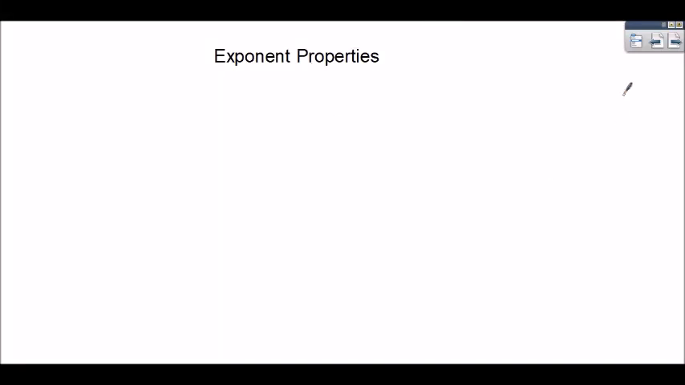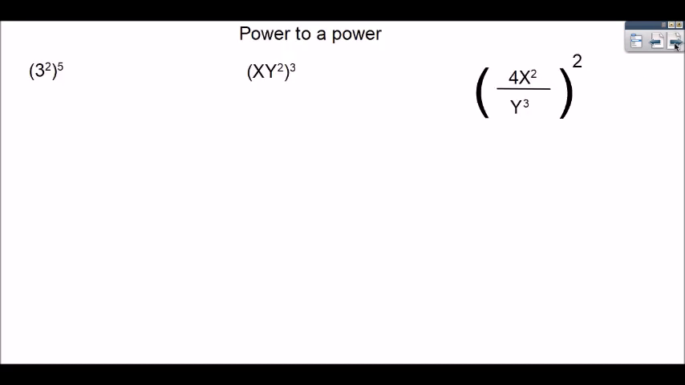Today we're going to do a quick review on exponent properties and exponent rules. First one is power to a power. So I have an exponent and an exponent outside. Power to a power means multiply. So I'm just going to distribute this throughout and multiply.